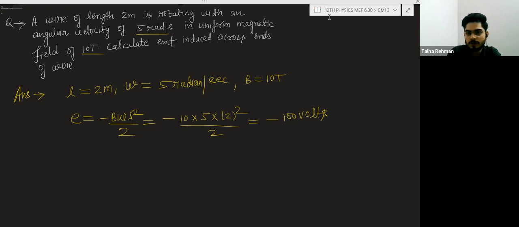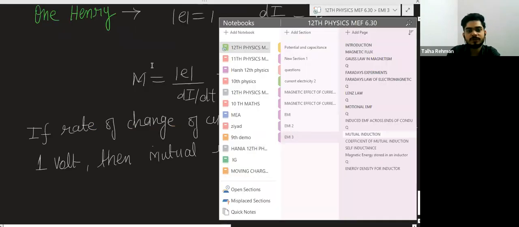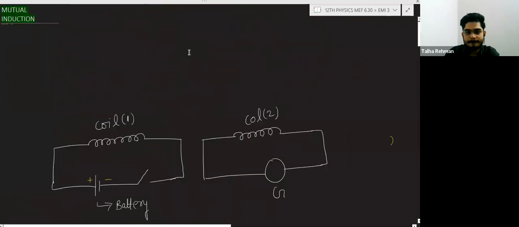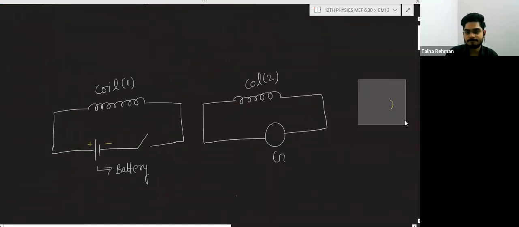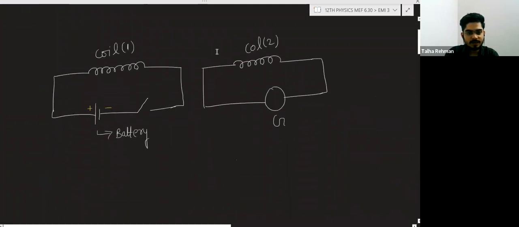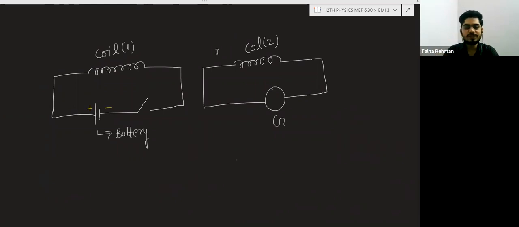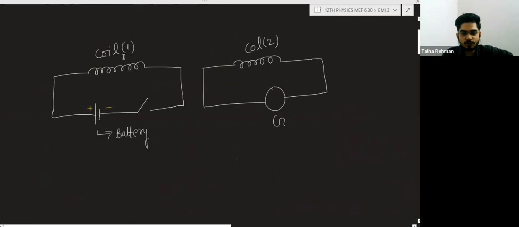Okay, so now the next topic. Now focus here: mutual induction. So what is mutual induction? Mutual induction means there will be two coils. Here are two coils.